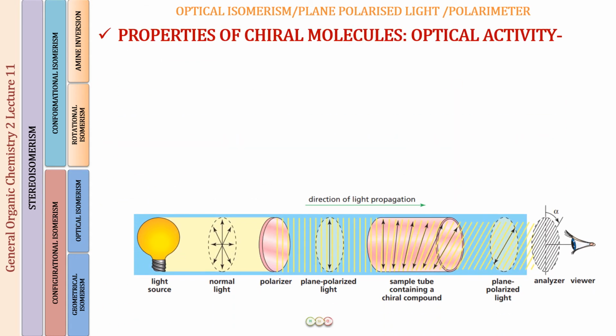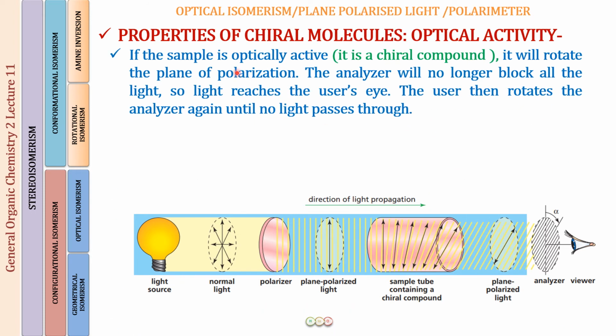Now the other possibility is that the compound is optically active. The compound is a chiral compound. When it is a chiral compound, an optically active compound, you know that it is going to rotate the plane of the plane polarized light, as you can see in the diagram also. Now it is not parallel. It has rotated by some angle. So if the sample is optically active, a chiral compound, it will rotate the plane of polarization.